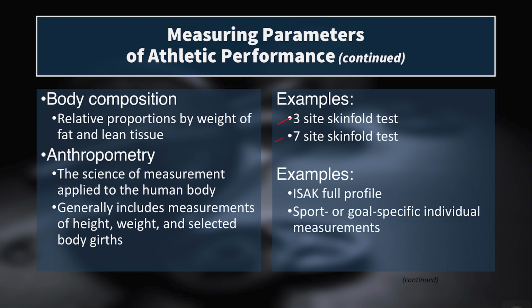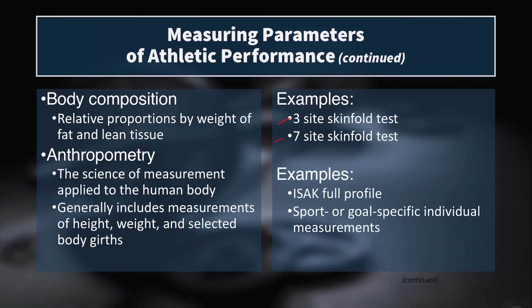For anthropometry, this is the science of measurement applied to the human body. It generally includes measurements of height, weight, and selected body girths. Now, anthropometry is great. It doesn't really change from year to year in your athletes if they're fully mature. However, if you are doing any type of talent scouting, or want to figure out which role on the team your athlete is best suited for, there might be some anthropometric standards that you want your athletes to hit if they are going to fulfill certain positions.